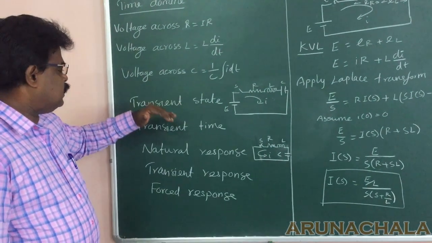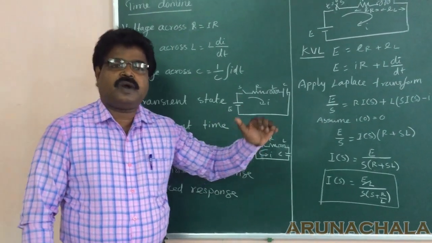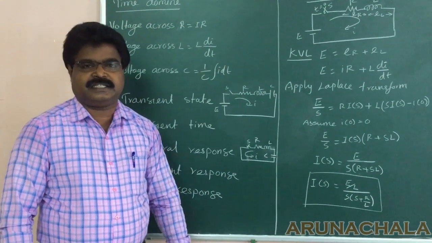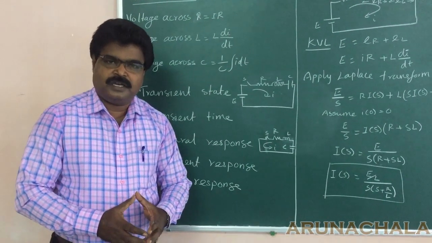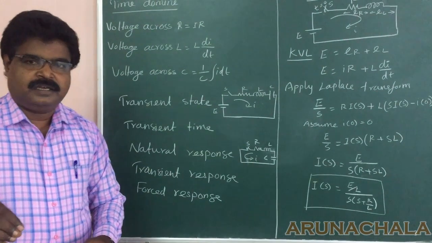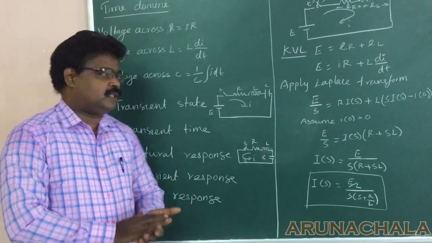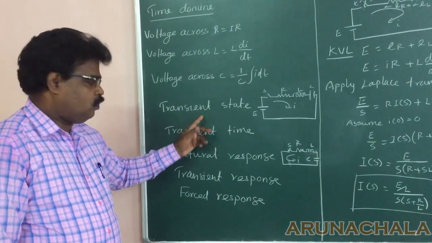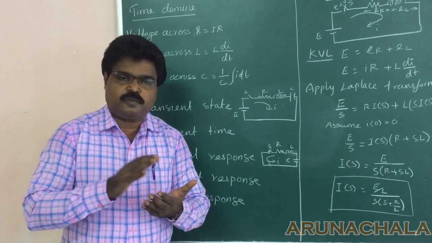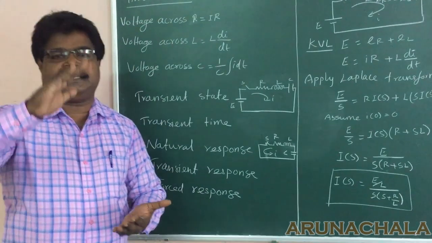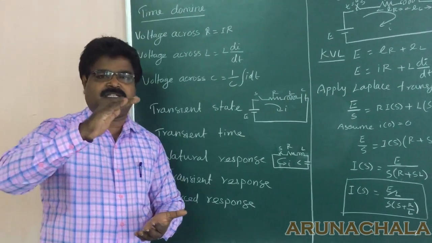So what does transient state mean? Change from one steady state to another steady state. That's called transient state. The circuit consists of energy storing devices. If you switch on the excitation, the circuit changes from one steady state to another steady state. That's called transient state. What is transient time? The time taken for the circuit to change from one steady state to another steady state.